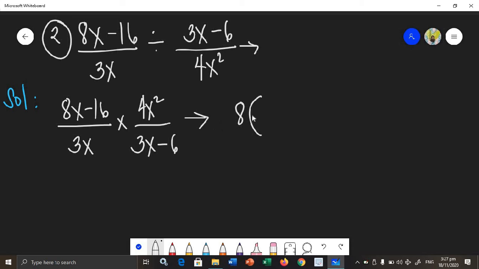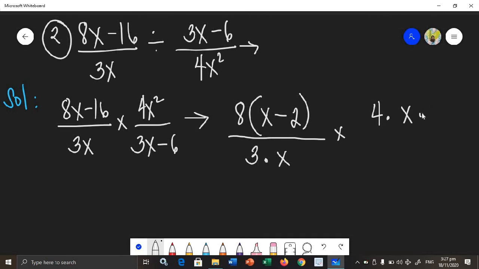So 8x divided by 8, that is x. Okay, and then copy the sign, minus 16 divided by 8. The answer is 2. So over 3x is already, I can factor it out as 3 times x. And then times, if we factor 4x squared, it will be 4 times x times x. Okay, all over 3x minus 6.